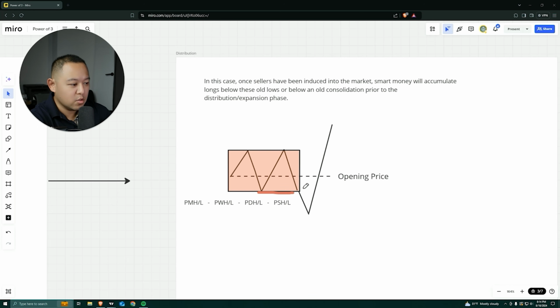So either they're going to be stopped out or new sellers are going to be induced into the market. My apologies, so new sellers will be induced in the market. Dumb money that had previously entered early will be stopped out. And then the smart money will be accumulating those stop orders or people getting induced in the market. So if they're selling, I'm willing to buy it from them. All right, so I want to position myself below these old lows.